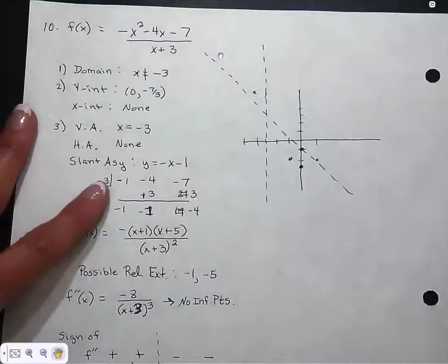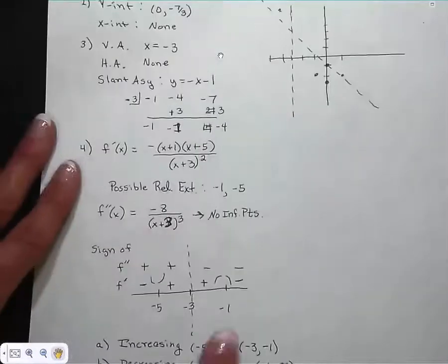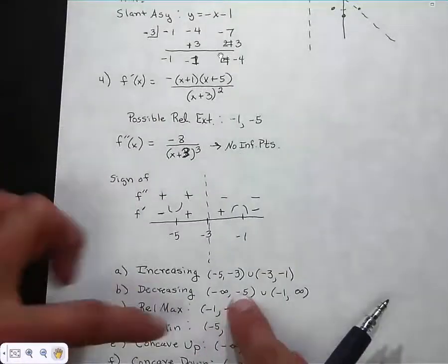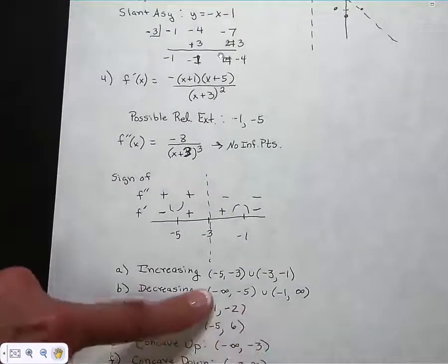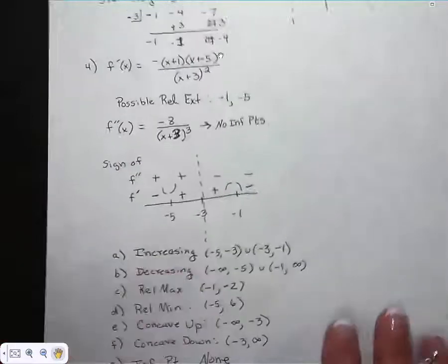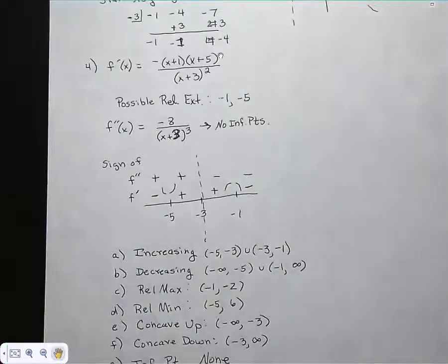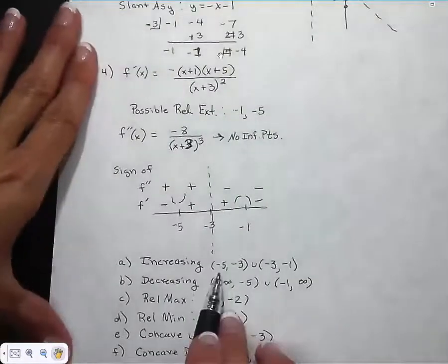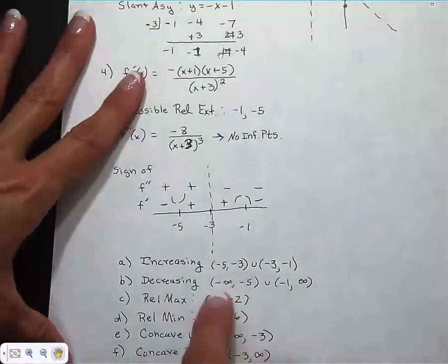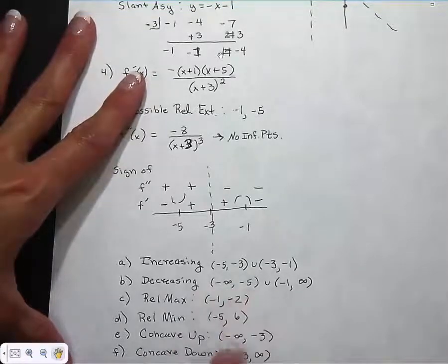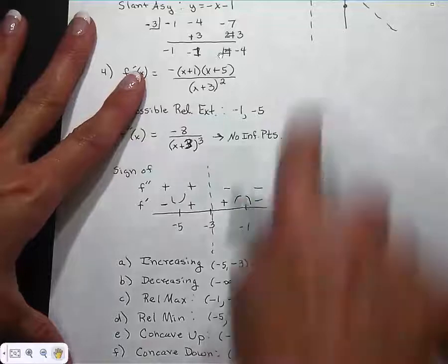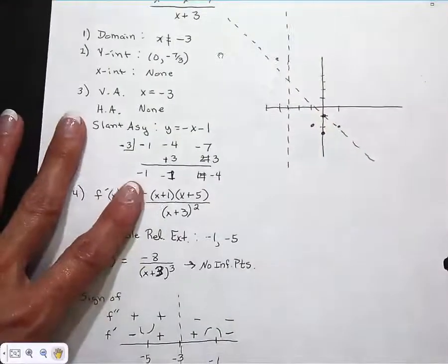So decreasing from negative infinity to negative 5, decreasing but concave up. Gotta sneeze. I never have just one. I did. Okay. Decreasing negative infinity to negative 5, but concave up to negative 3, concave up to this vertical asymptote.